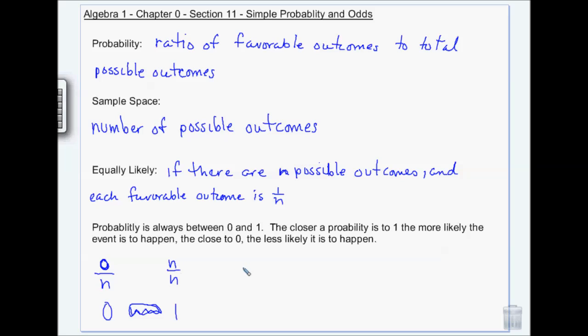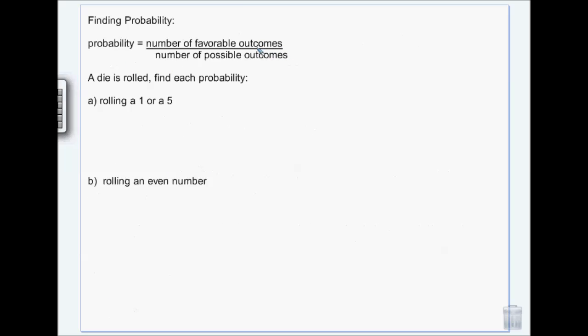Basically, if your numerator is bigger compared to your denominator, closer to 1, it's more likely to happen. Closer to 0, less likely to happen. Okay. So to find the probability, we take the number of favorable outcomes over the number of possible outcomes, and then we want to reduce the fraction.